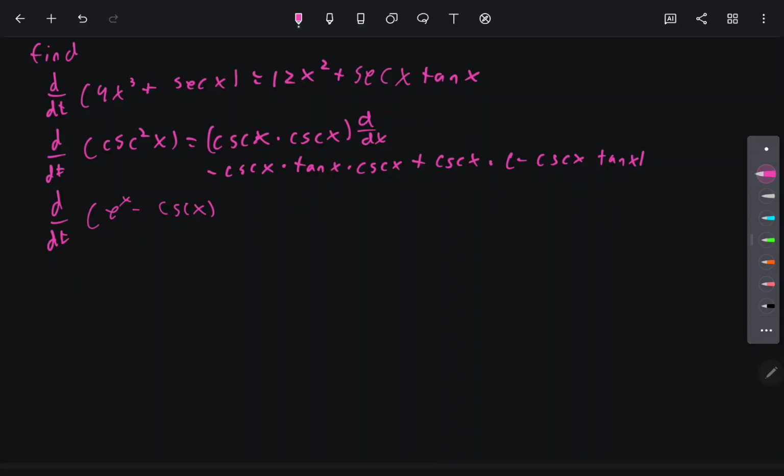And what we get for our answer is negative cosecant x squared tangent x minus cosecant x squared tangent x, which will finally give us the last result of negative 2 cosecant squared x tangent x. Alright.